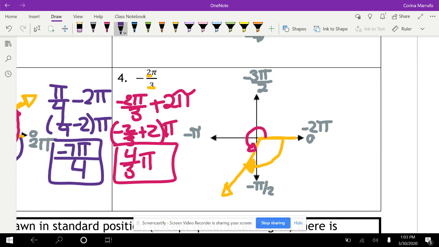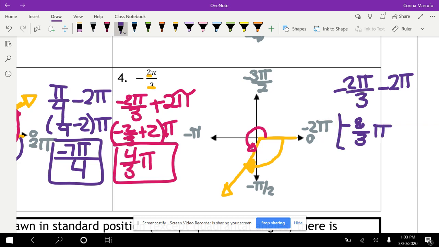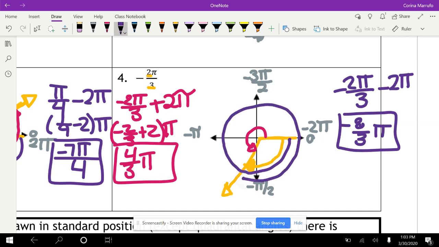So that's our positive coterminal angle. And then for our negative coterminal angle, we're going to take negative 2 pi over 3. And instead of adding a full rotation, we're going to have to subtract a full rotation. Okay, so we're going to take negative 2/3. Instead of adding 2, we're going to subtract 2. And then we change that into a fraction. And that gives us negative 8/3. And that angle would go from here, and instead of stopping here, like the first one did, it goes around once. And then it stops. In the negative direction. So that's why we subtracted the 2 pi.